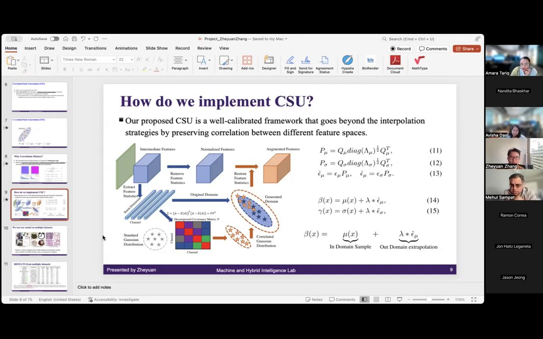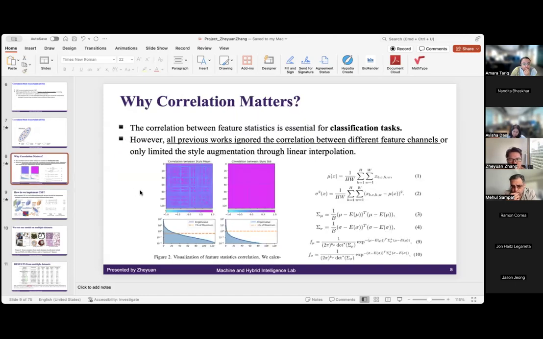And I think Ramon has a related question. Are intermediate features coming from one single layer, or is the technique applied to all layers? For this feature statistics, it's coming from one layer, just like shown here. But you can insert this at different depths, so you can apply this at different layers.